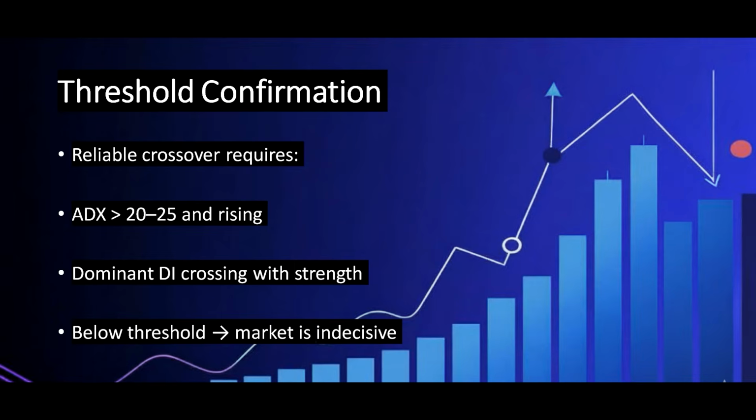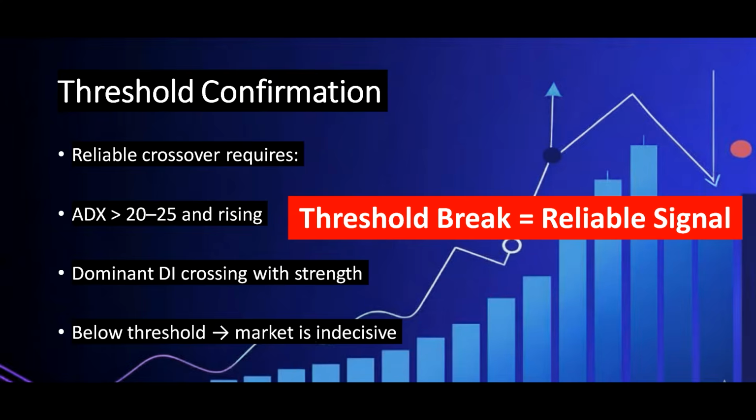The next major point is threshold confirmation. Reliable confirmation requires ADX to be at least 20 to 25 and rising, with the dominant DI crossing with strength. Below the threshold, the market is indecisive.